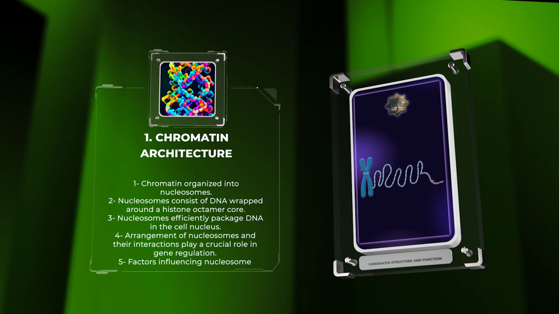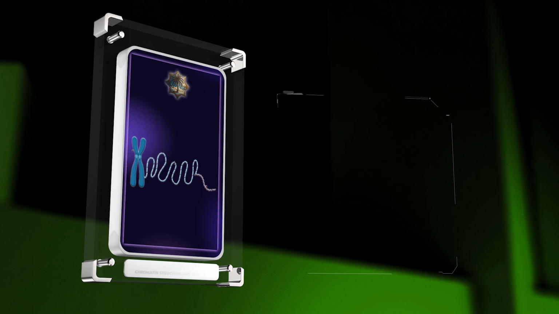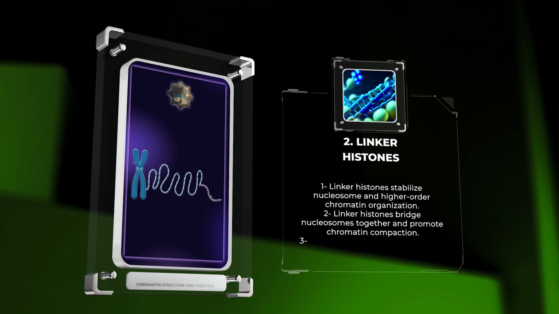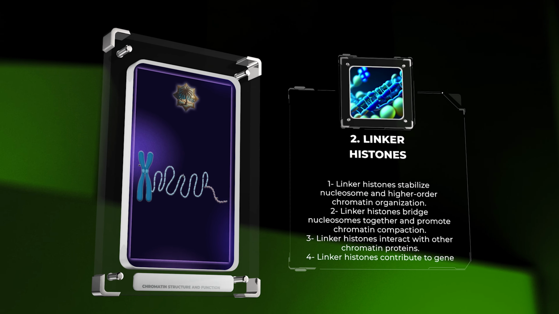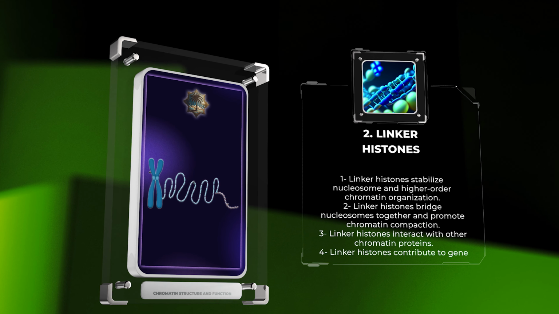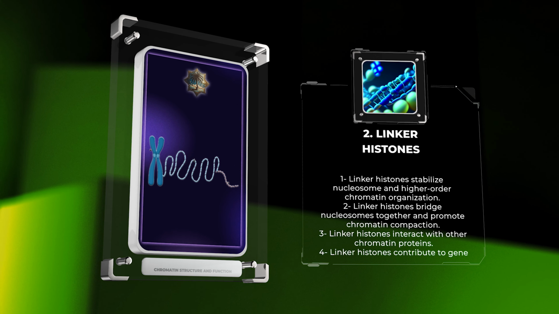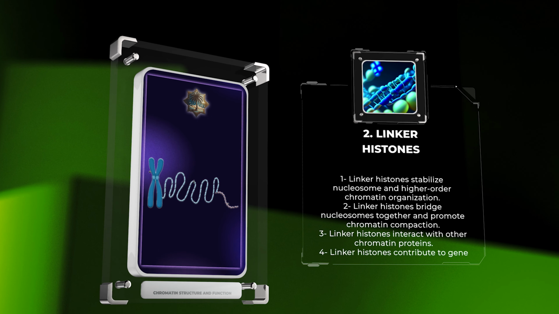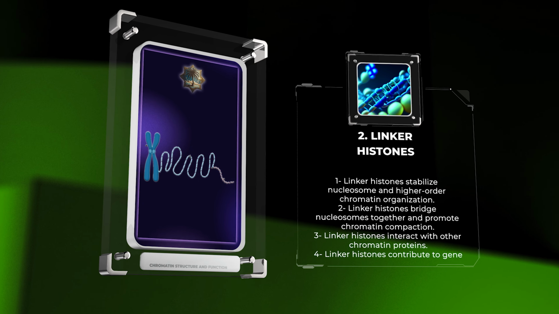impacting gene expression. Linker histones play a vital role in stabilizing the structure of nucleosomes and higher-order chromatin organization. These histones bind to the DNA between nucleosomes, bridging them together and promoting compaction of chromatin fibers. Linker histones also interact with other chromatin proteins, contributing to the regulation of gene expression and chromatin dynamics.